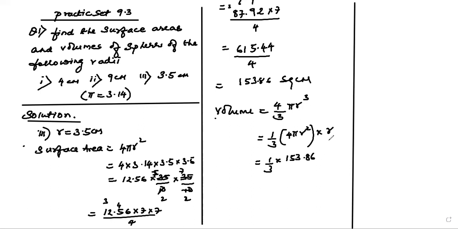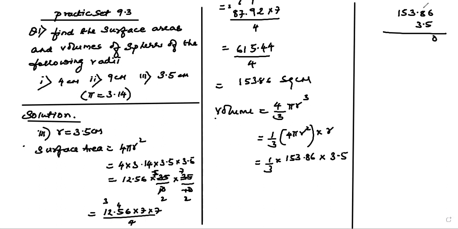153.86 into radius 3.5. Now, when you multiply them, just have a look. Not divided by 3, okay? So what you're going to do is, you're going to do the calculations here. First multiply 153.86 by 3.5.